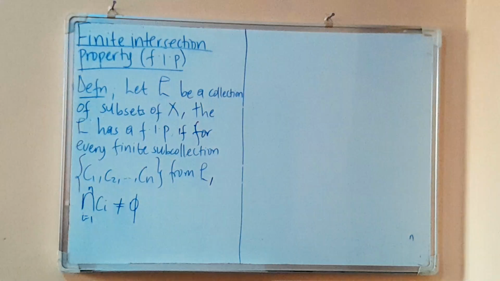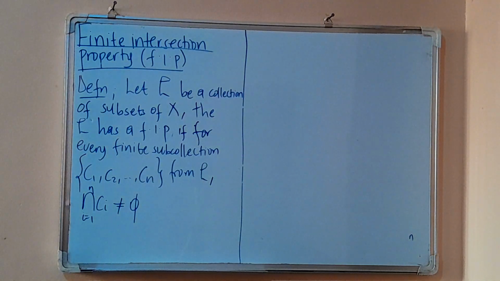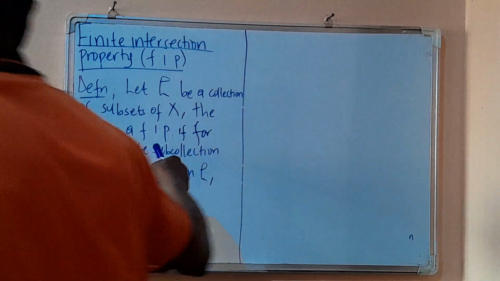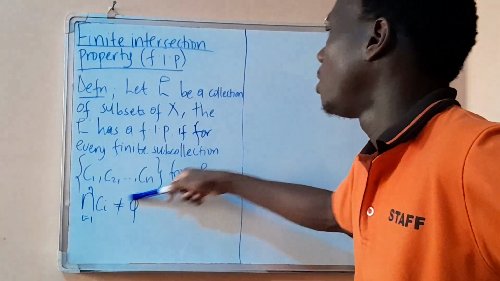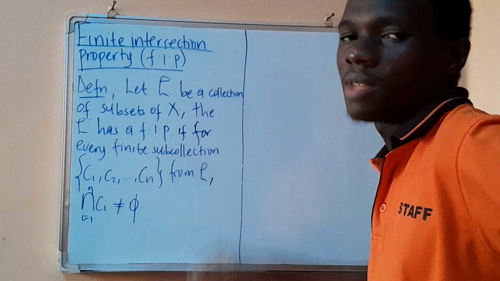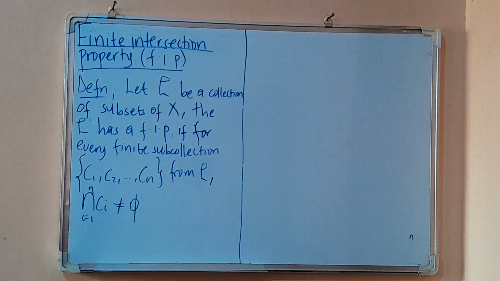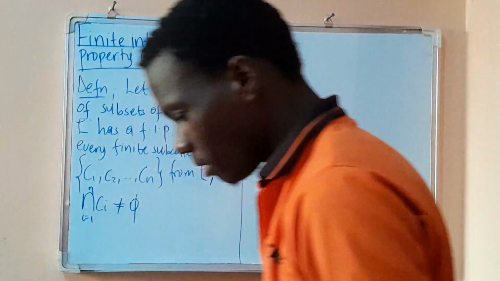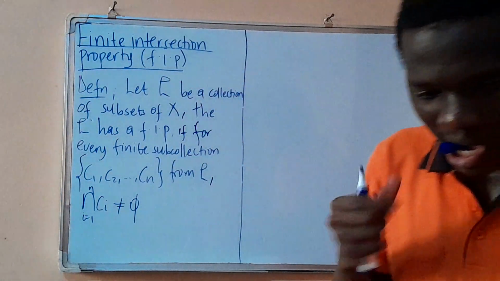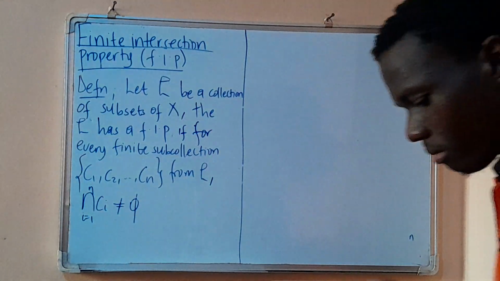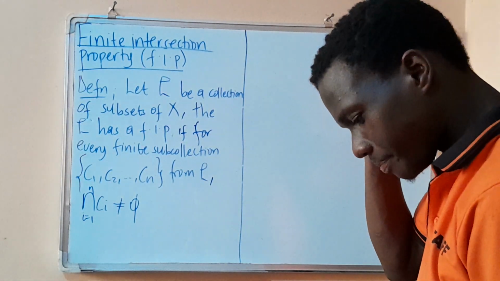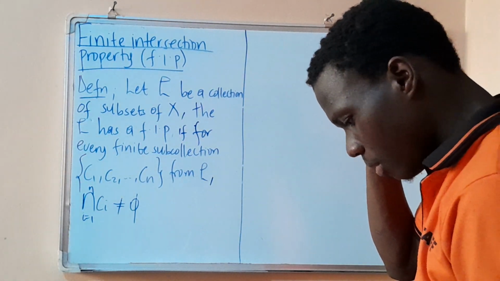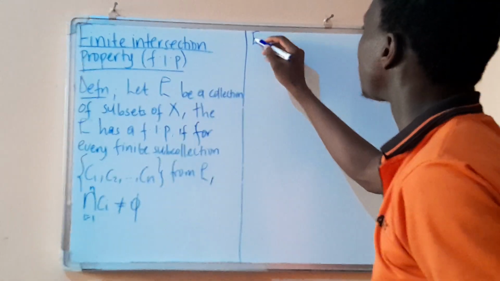So we say that a collection of subsets of X has the finite intersection property if for every finite subcollection of elements from that collection, the intersection of those elements is actually not empty. I think now we can discuss some examples of this property.